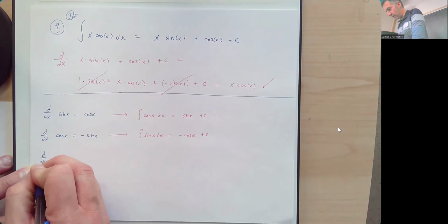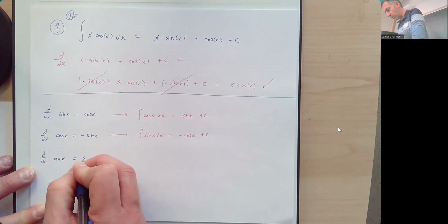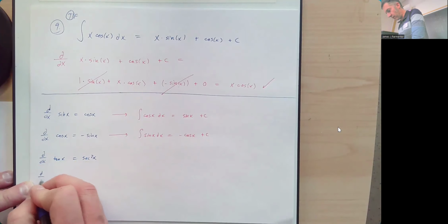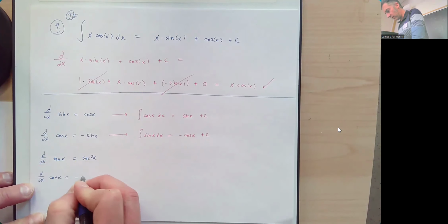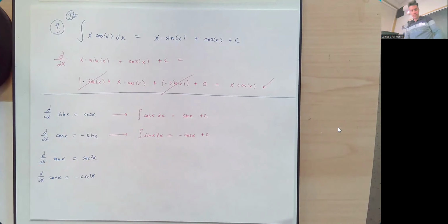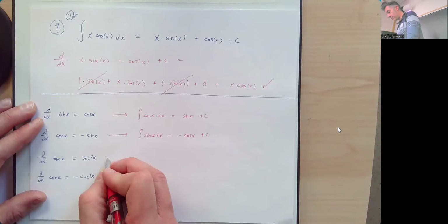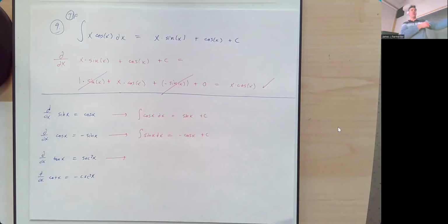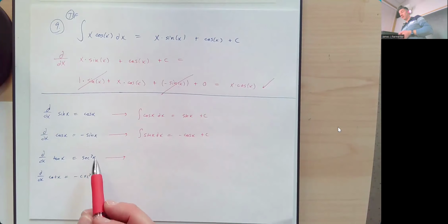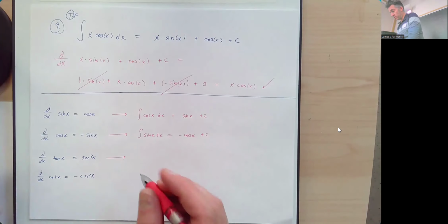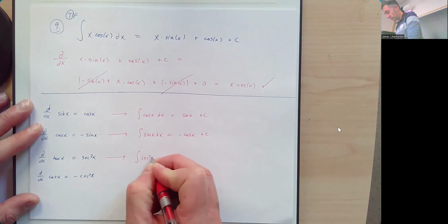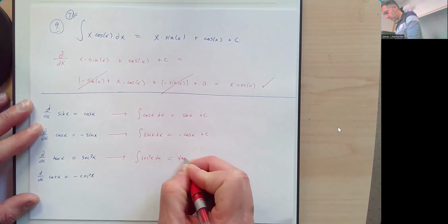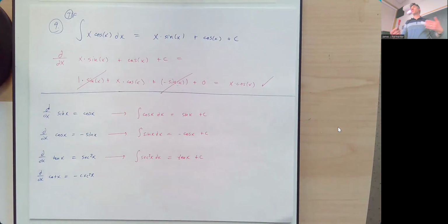The derivative of tangent of x is equal to secant squared of x. The derivative of cotangent of x is equal to negative cosecant squared of x. For antiderivatives, we're just reversing the order, right? The derivative of tangent is secant squared. The antiderivative of secant squared is tangent. So your instructors expect that you know all these already because you know these derivatives. So you already know these antiderivatives once you understand the relationship.